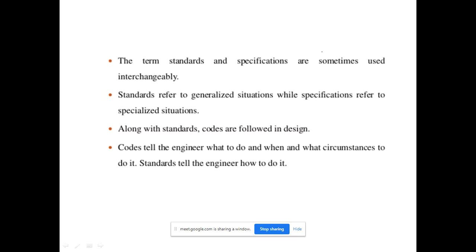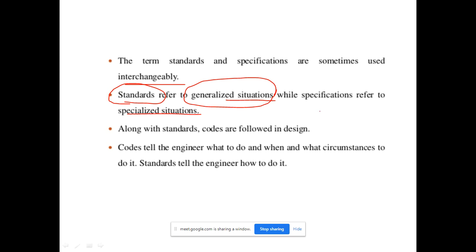The terms standard and specification are sometimes used interchangeably. Standards refer to generalized situations, whereas specifications refer to specialized situations. So what does the standard refer to? Standard refers to some generalized situation. Generalized situation means some criteria which are absolutely general. That means if these general criteria are followed, any industry can easily manufacture an automobile vehicle body or any other mechanical component. So these are the general guidelines.